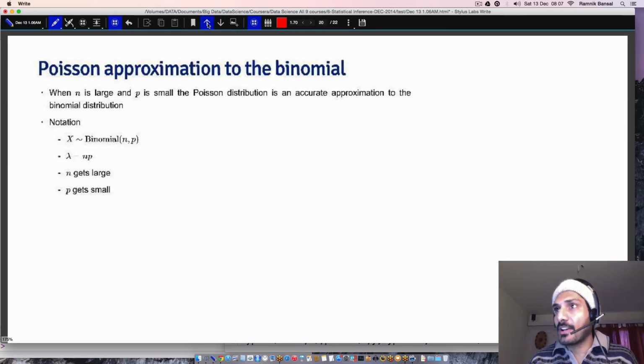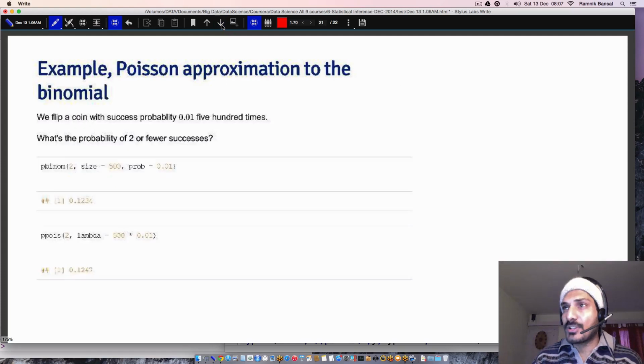And where you need to take care of it. Now, interesting thing about Poisson is that it is actually an approximation to the binomial when n is very large and p is small. All right. Poisson distribution is an accurate approximation to the binomial distribution. So I can substitute lambda by n into p. So now n becomes very large, p gets very small. Okay, and we will see where the usages of this is.